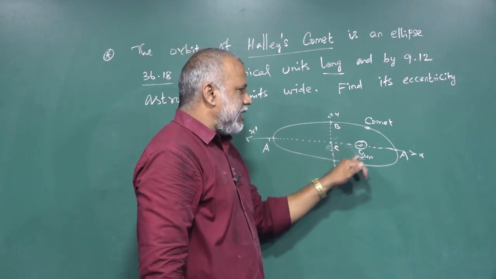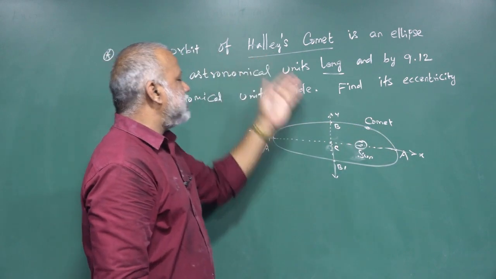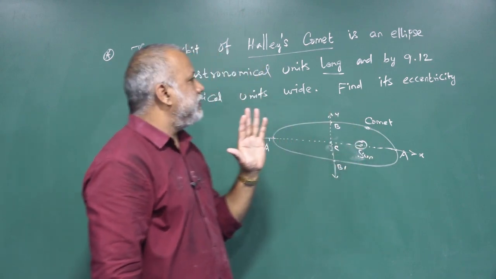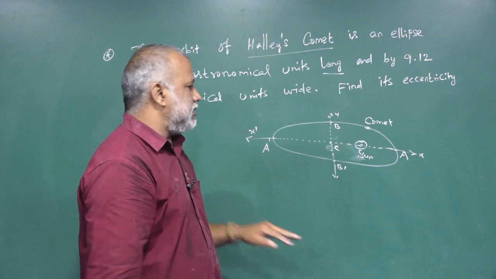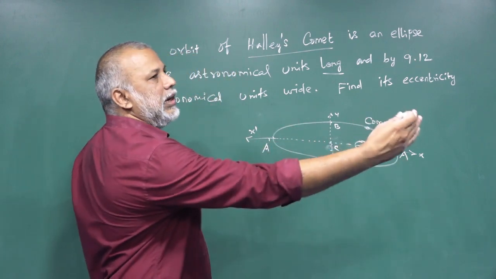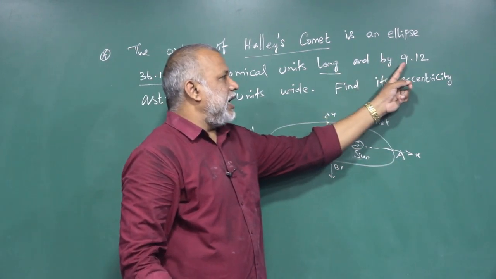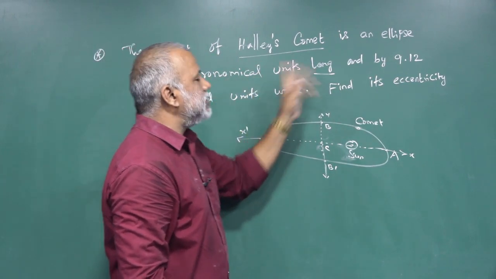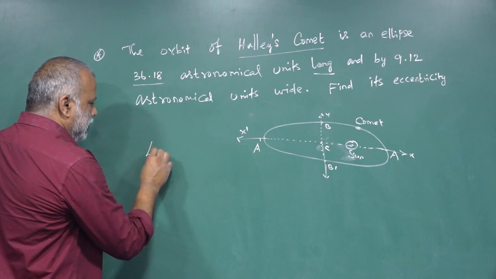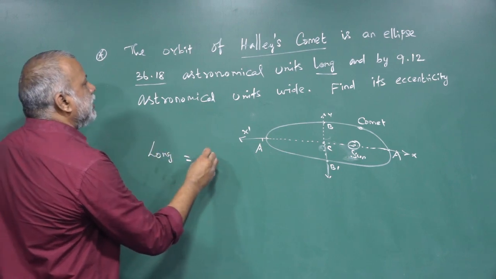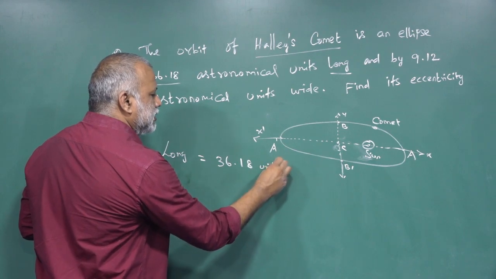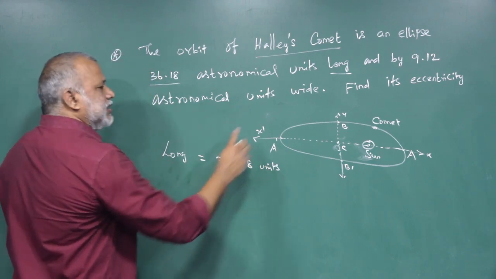So the sun is here, and the comet's name is Halley's comet, revolving around the sun in an elliptical orbit. So they are giving the distance. A dash is nothing but long. Long is 36.18 astronomical units long. So the longest value is equal to 36.18 units. I am just writing the units. Long is nothing but A dash.